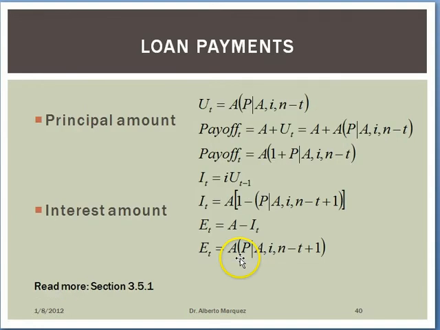The formulas that you have here on the right-hand side apply for these loans and these amortization tables, and we're going to see how we can use those. The first one that we have is the unpaid balance. The unpaid balance at time t equals the annuity times P given A, i, and n minus t. Let's see what that means. So let's consider a loan. In a loan, you receive your money first, and then you make the commitment to make the payments later on.